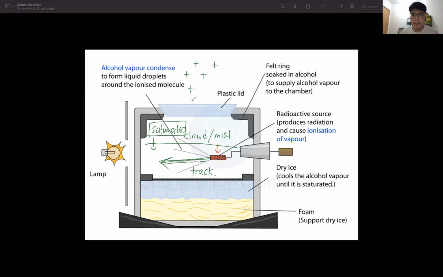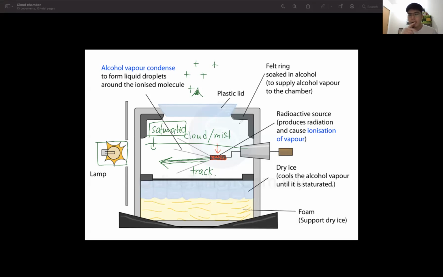Okay, so this is how it works. Now, the plastic lid on top is for you to look. You observe from the top, and then you can see the track forming here. The lamp here provides some brightness, so you can see the track. The whole chamber inside is very dark, so you need some light source to see the tracks forming. So this is how it works.